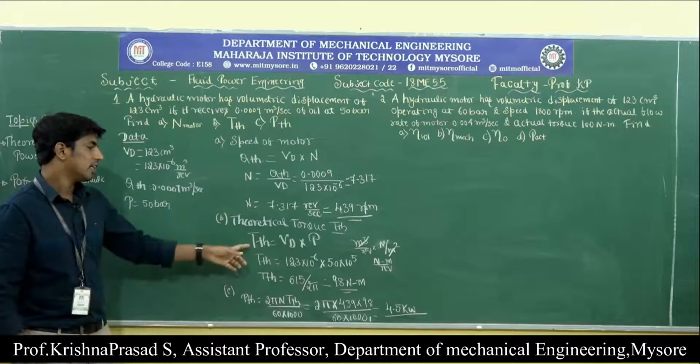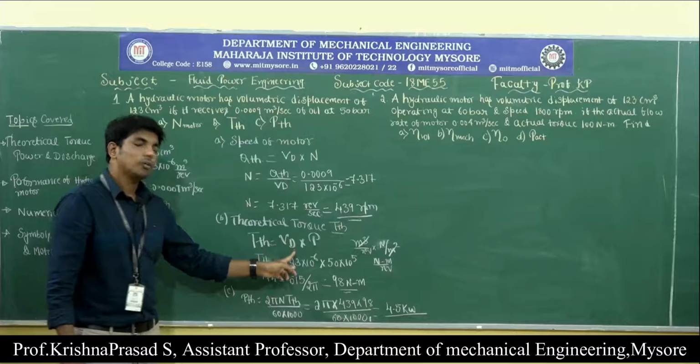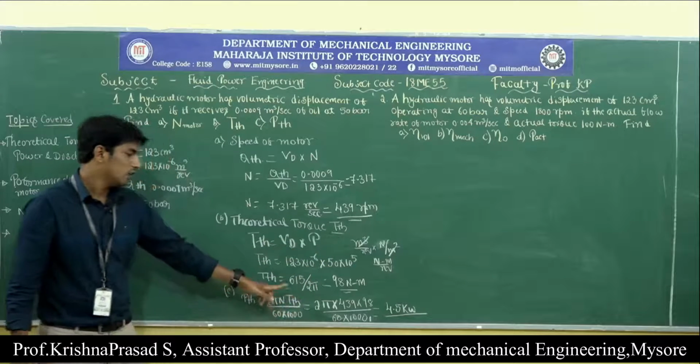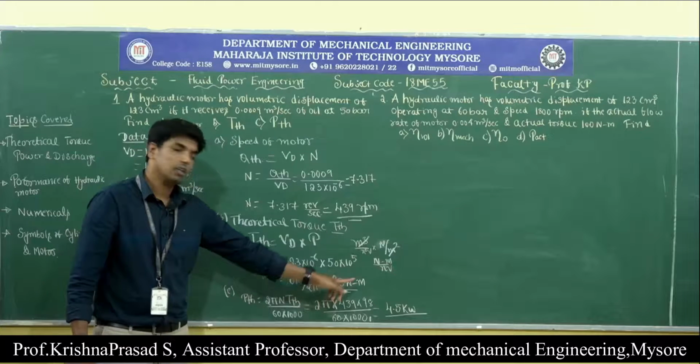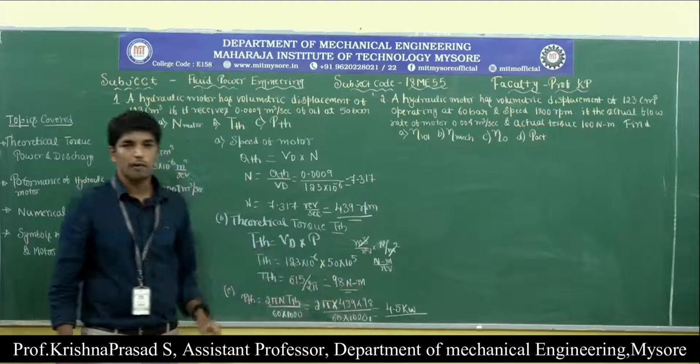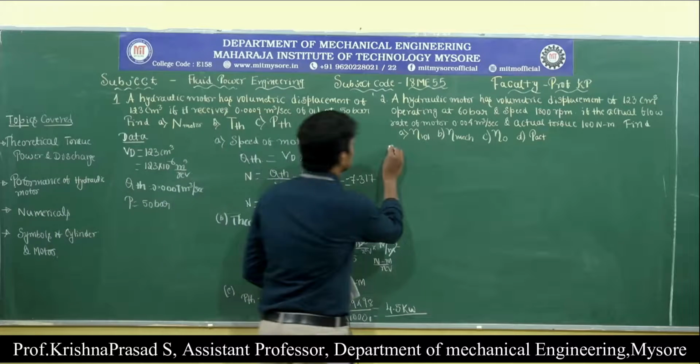So theoretical torque we can calculate with the help of the volumetric displacement into pressure of oil acting on the motor, then that will be equal to 98 Newton meter. Then power obtained, it is 4.5 kilowatt. So next, second numerical.